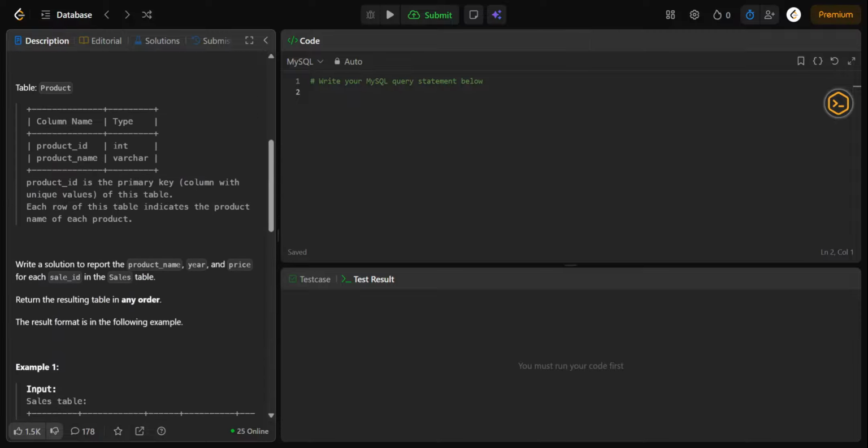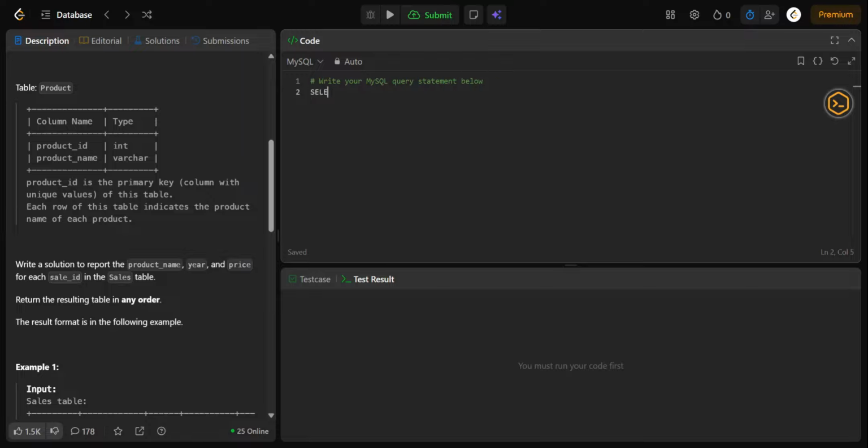Got it? So first, write down the query part. After writing the query, we will break it down into small parts and understand it very clearly. Okay, so let's write.